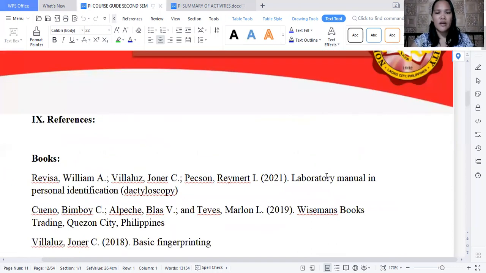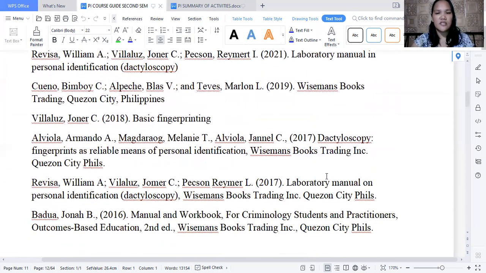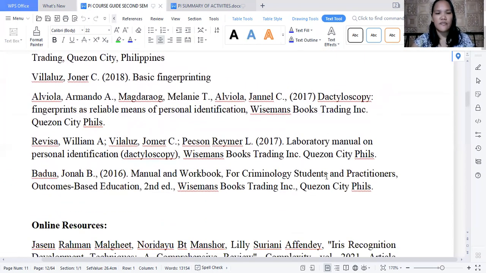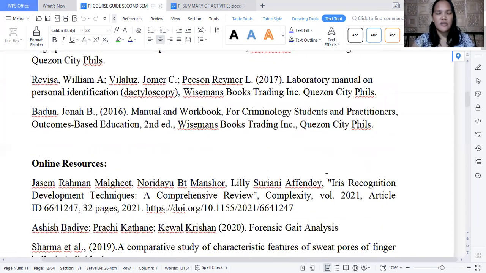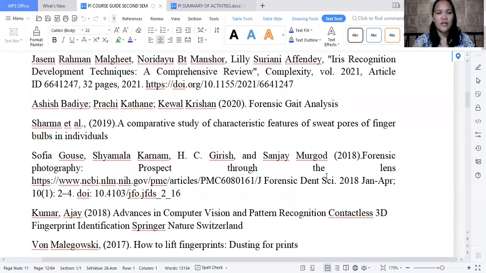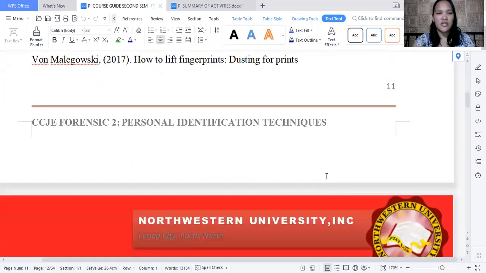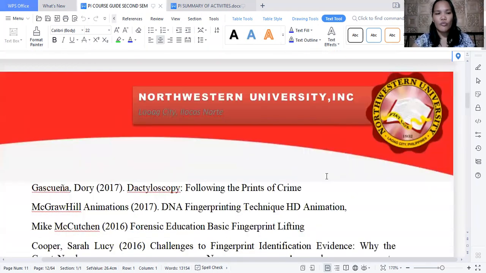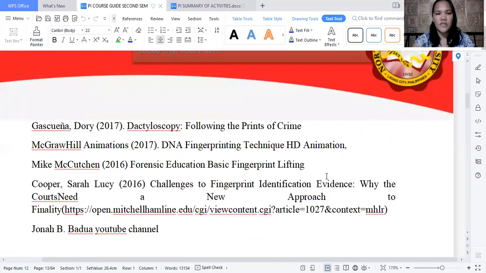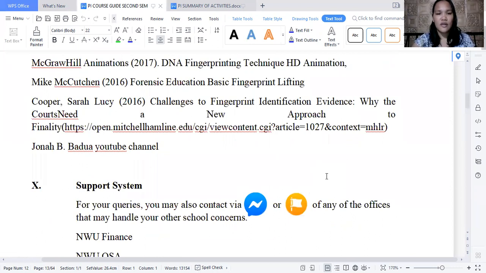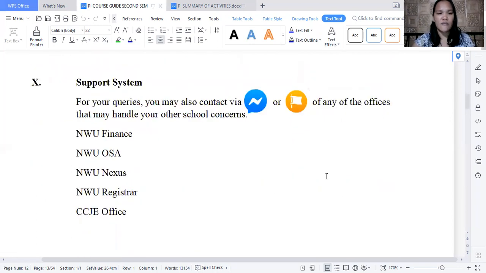So these are my references. And you can also have wider readings on the internet for you to be equipped with sufficient knowledge regarding this subject.